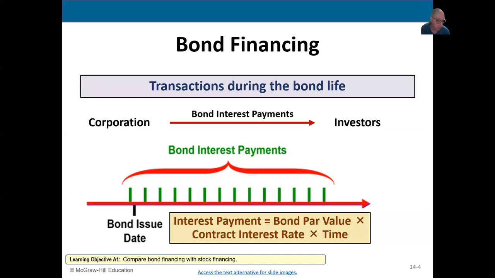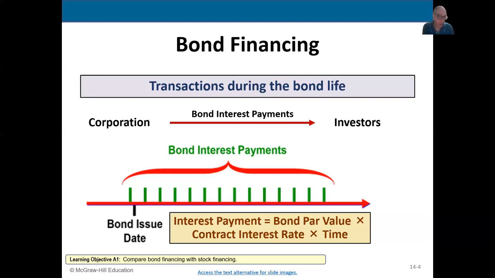The borrower, the company, or the government, promises to pay you, the bondholder, face value of the bond plus interest. It's kind of like a short-term loan. It works the same way. Very similar anyway.